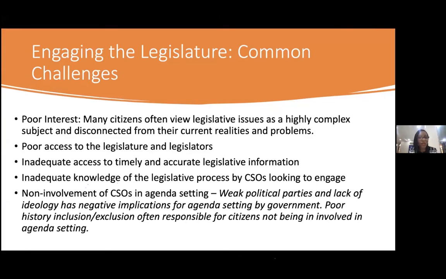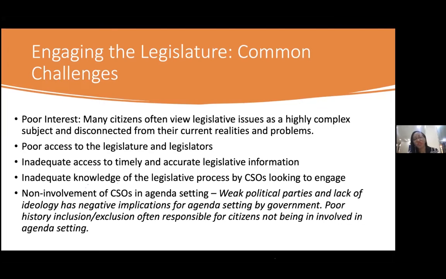Then there's also inadequate knowledge of the legislative process by civil society organizations looking to engage, which is also a big challenge. The knowledge can be substantive, or it can be procedural knowledge, in terms of the process of the National Assembly and the calendar. For those of us who work with the National Assembly, you know that if you are doing any form of engagement, you have to pay particular attention to their calendar. You have to plan activities around their schedule and really understand the process of legislative decision making.